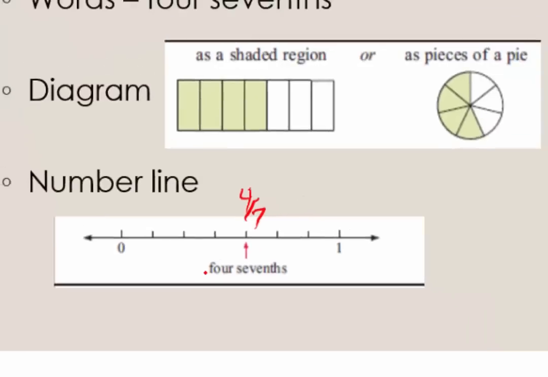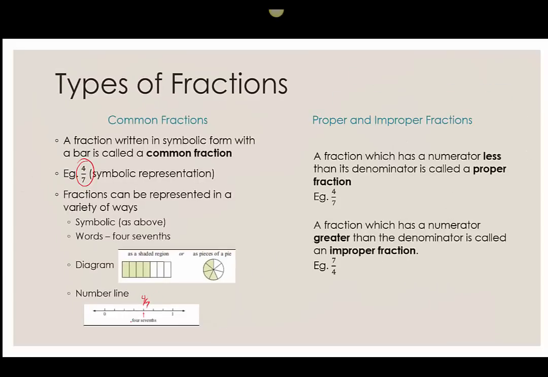Within your common fractions, you can have either proper or improper fractions. Remember that a fraction that has a numerator, the number on top, that is smaller than the number on the bottom, the denominator, is called a proper fraction. So 4/7 would be a proper fraction. If it was the other way around, if the numerator is greater than the denominator, it's an improper fraction.